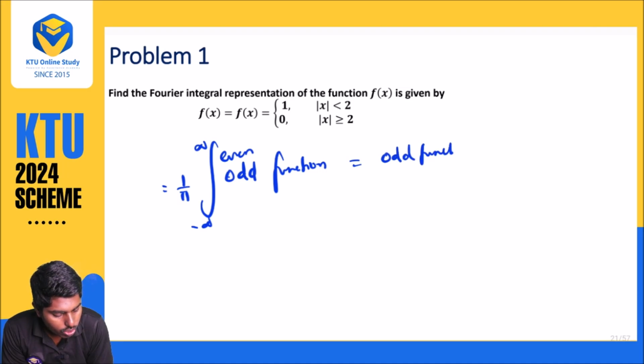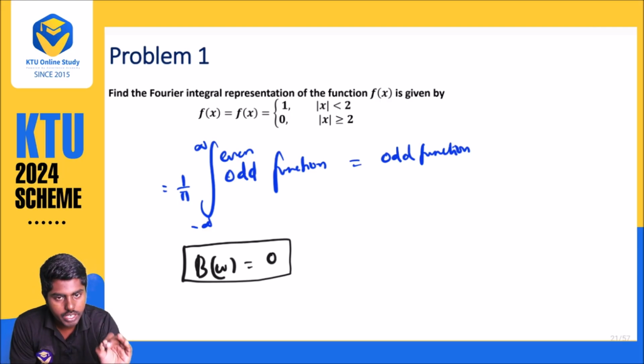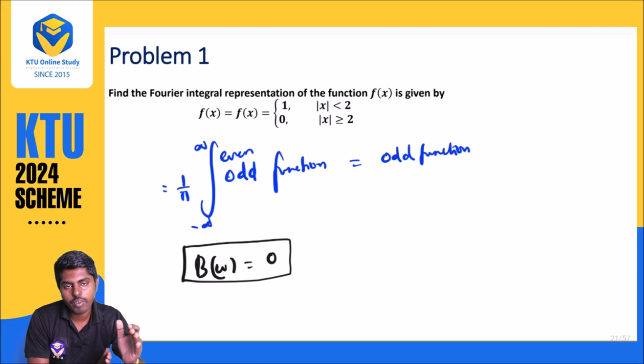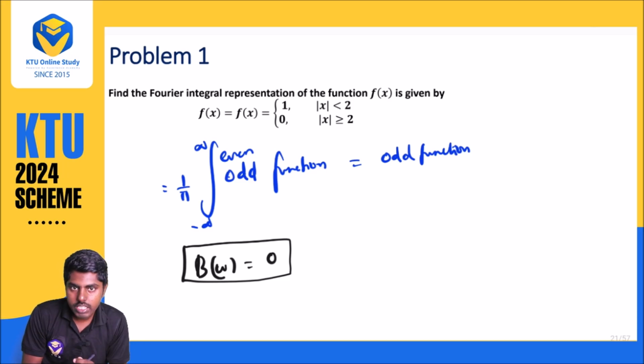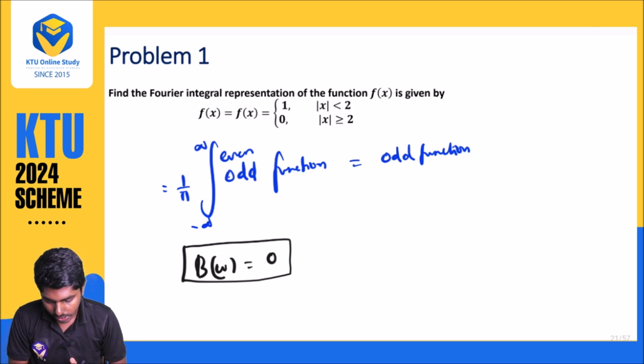So whenever an odd function is coming, we will be treating it as 0. Even into odd function will become an odd function. For such a case only, we will be dealing with B omega equal to 0. So this is the way we want to identify the answer.